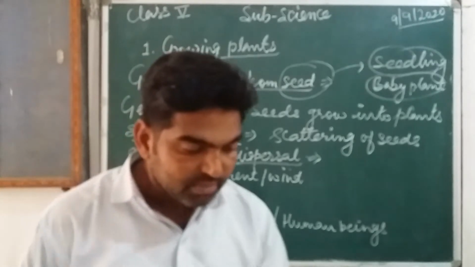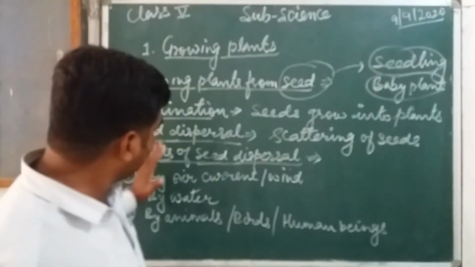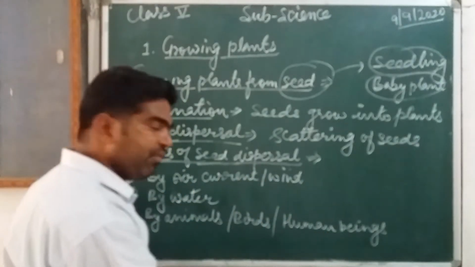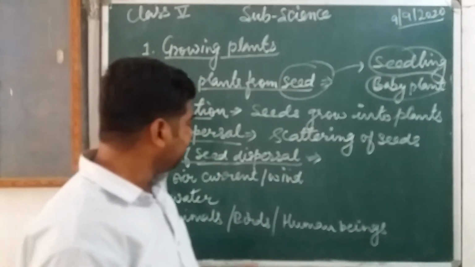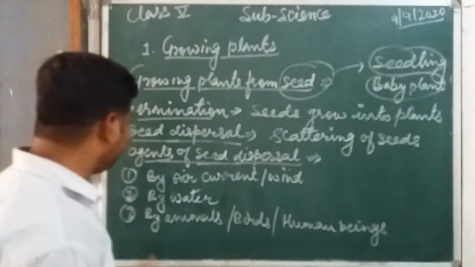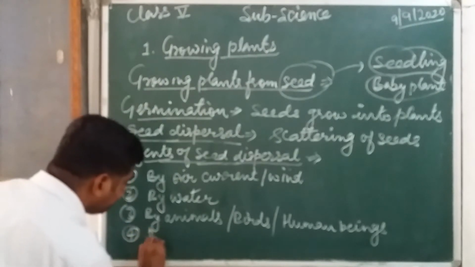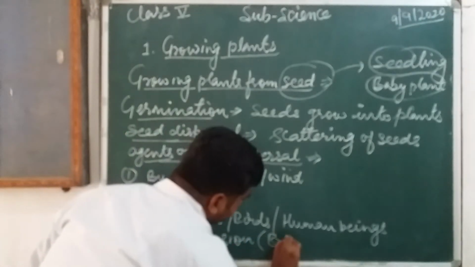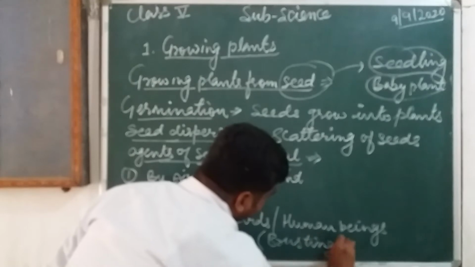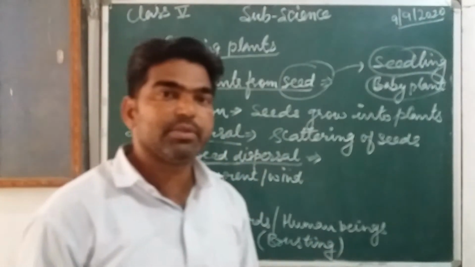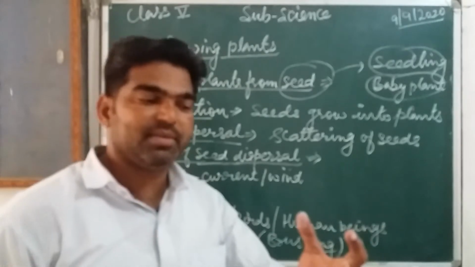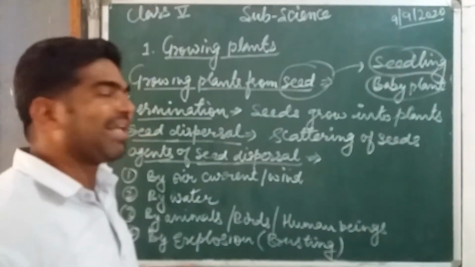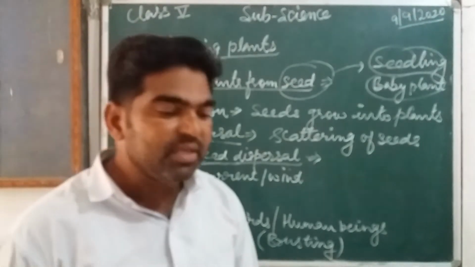Now next, I think you understand. Dispersal by air or wind, dispersal by water, dispersal by birds and human beings, and one more thing, by explosion or bursting. For example, the pea plant and the poppy plant. After bursting, the seeds of a pea plant and a poppy plant are scattered to a far away area. So that is another method for the dispersal of a seed.